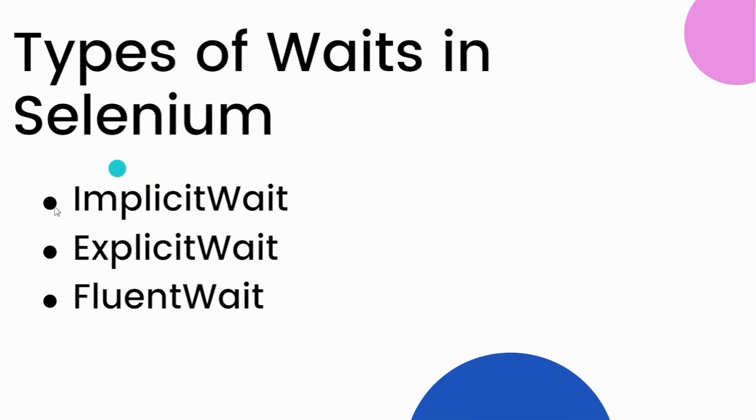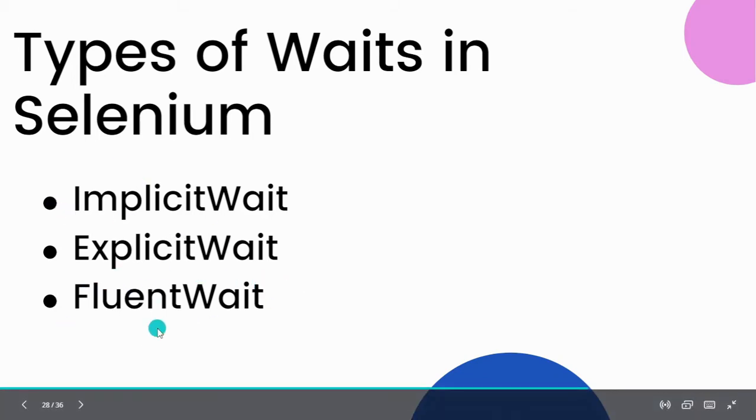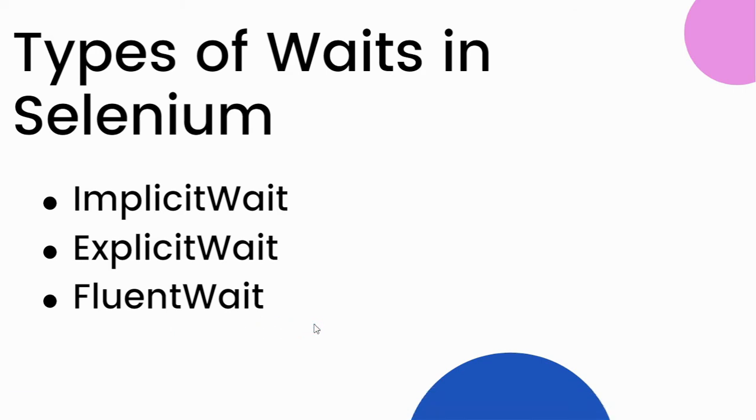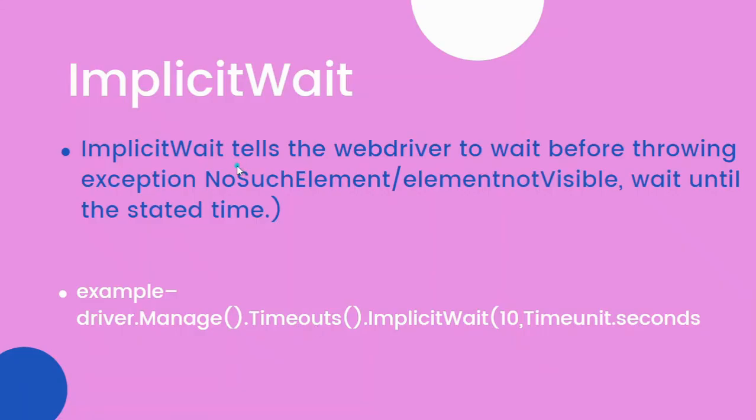Is implicit wait, and then we have the explicit wait, and the last is the fluent wait. So what is implicit wait? Implicit wait tells the driver to wait before throwing the exception like no such element or element not visible. Wait until the stated time. So that means it is telling the WebDriver to wait before throwing the exception.